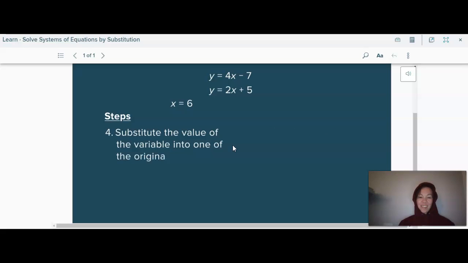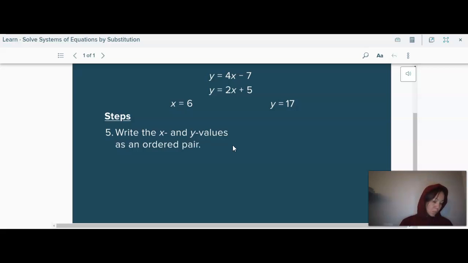Now that you know the value of x, you can solve for the other variable y using either of the original equations. Using the first equation, replace x with 6. Y is equal to 24 minus 7, or 17. Finally, write the solution as an ordered pair. The solution of the system of equations is 6, 17.